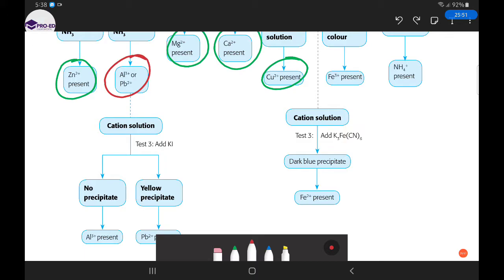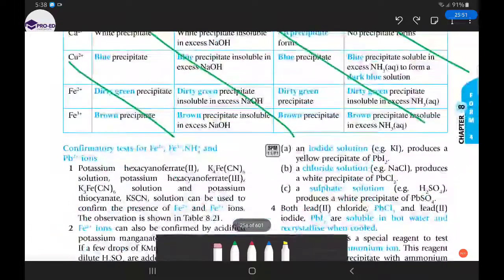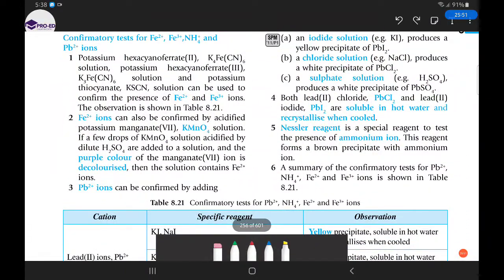The rest we could do with just ammonia and sodium hydroxide. But for these, ammonia and sodium hydroxide could only bring it down to a few, and to confirm which one it is, we have to do a confirmatory test with a specific reagent, or what is known as a chemical. So let's go to that part. Now we don't have to go up and down so much. It's already one page away. So that is kind of good.